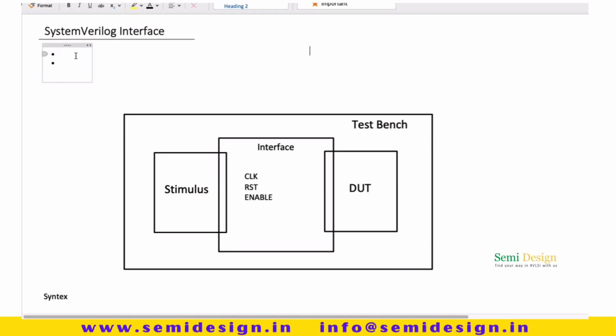In simple words, an interface is a way to encapsulate the signals into a block. Here we can see a design under test and a stimulus. Just like that, we have created different modules to give different types of randomized inputs to verify the different outputs. Here we create a block, that is the interface, in which we declare our original signals which we have to randomize or get the value from the design to verify it.